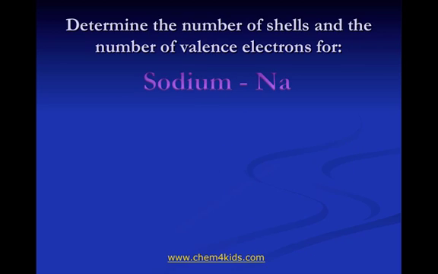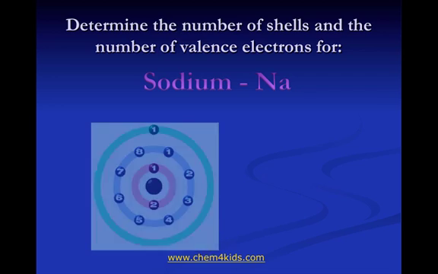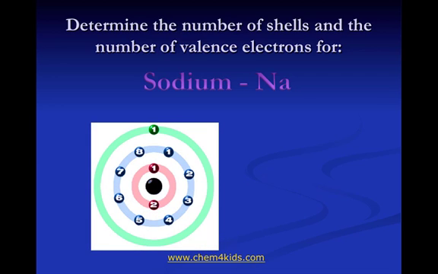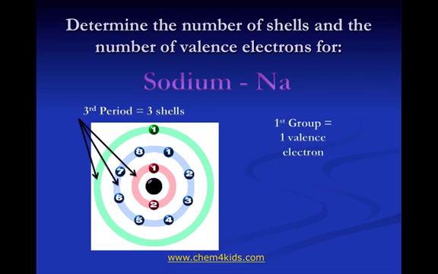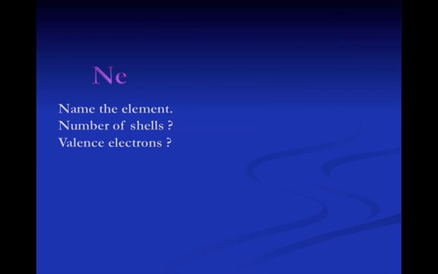Sodium, energy level 3, so it has 3 shells. It's in group 1, so it has 1 shell. It has 1 valence electron. Did I say 1 shell? It's in the first group, so it has 1 valence electron.